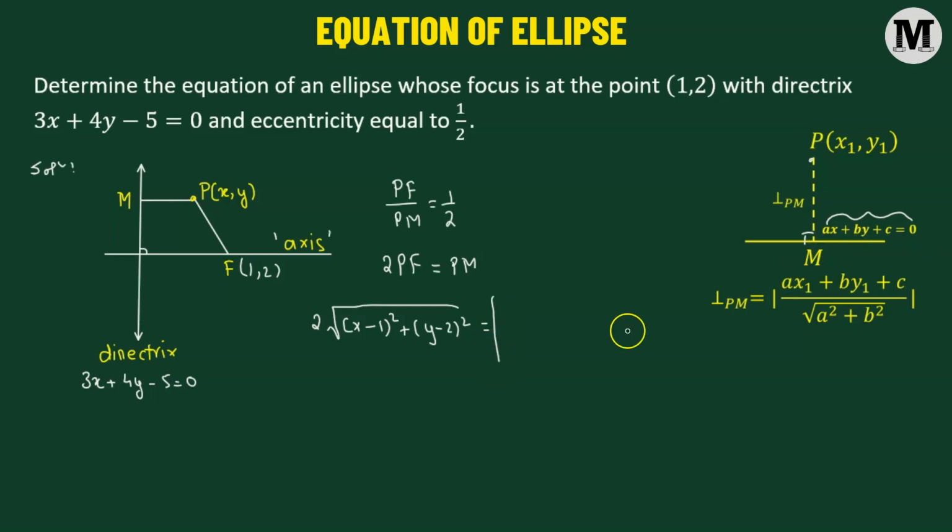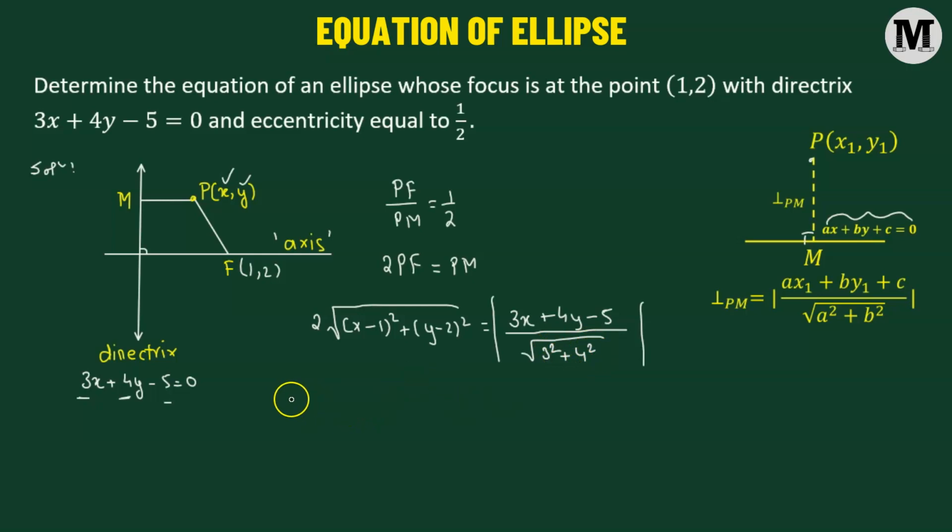Now in our case, we'll take the absolute value. Inside the absolute value, we'll have to consider a ratio. We'll start with the numerator. The coefficient of x of the directrix line is 3. 3 gets multiplied to the x coordinate of point P, so that's 3x. Added to that, we'll consider the coefficient of y, which is 4. 4 will get multiplied to the y coordinate of point P. We get 4y. And then we have the constant term added to it, so that's negative 5. Divided by the square root of the sum of the squares of the coefficients of x and y, since they are 3 and 4 respectively. So we'll do 3 squared plus 4 squared.